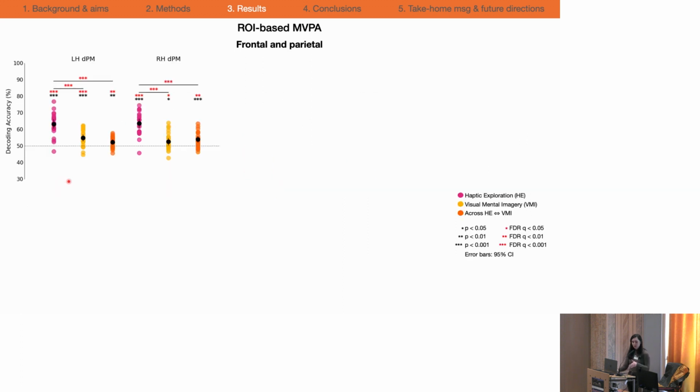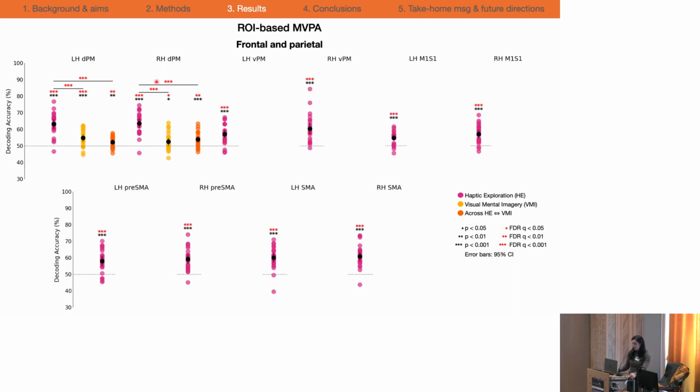The same pattern of results was found in bilateral dorsal premotor areas, while in the remaining frontal and frontoparietal regions, we only found successful decoding of size during haptic exploration, with the exception of left SMA, which, like left LOTV, also showed significant decoding of size during visual imagery trials, in line with the literature showing that it's involved in visual imagery tasks.